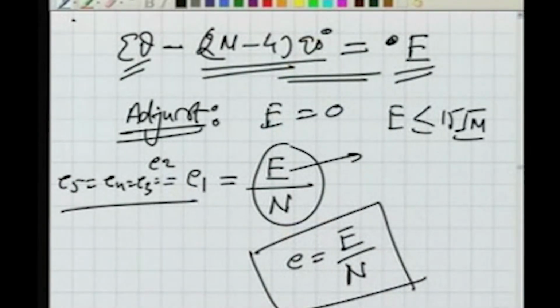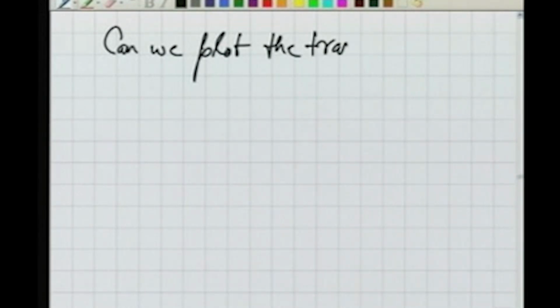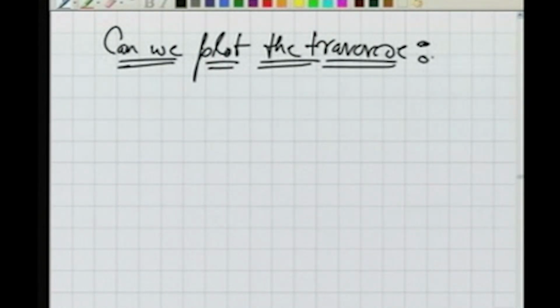Well, now the next question. The error has been distributed. Can we plot the traverse? What we have done so far: after taking the observations from the field, we came to the laboratory or our office. We have applied the correction for local attraction by whatever method. We discussed two methods. And we have now applied the correction in our internal angles.